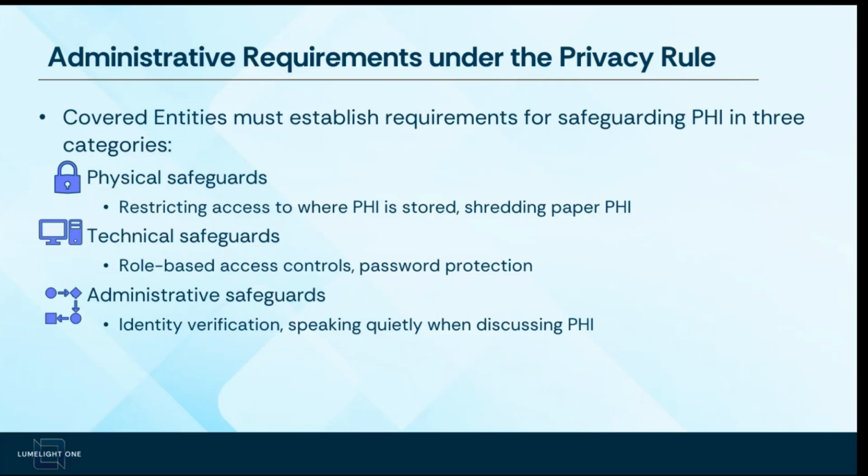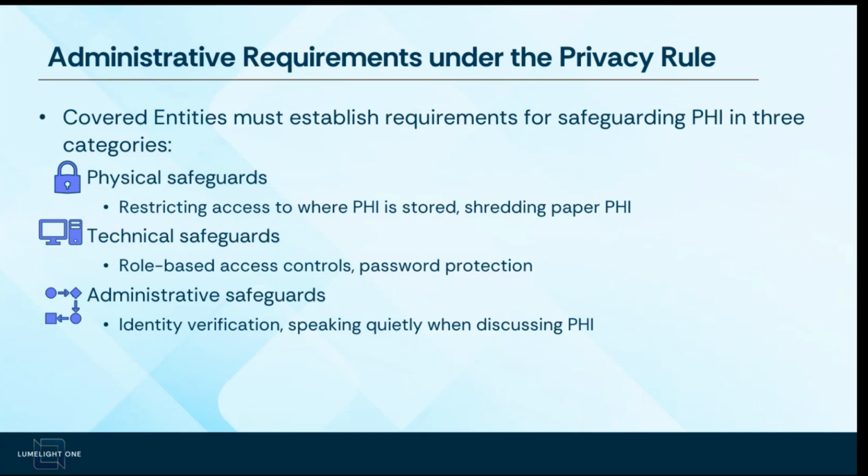We have come to the final core requirement of the privacy rule, administrative requirements. The first of these administrative requirements is what is known as the mini security rule, in that it requires covered entities to reasonably safeguard PHI from any use or disclosure that violates HIPAA's privacy rule. These safeguards are broken into three categories.